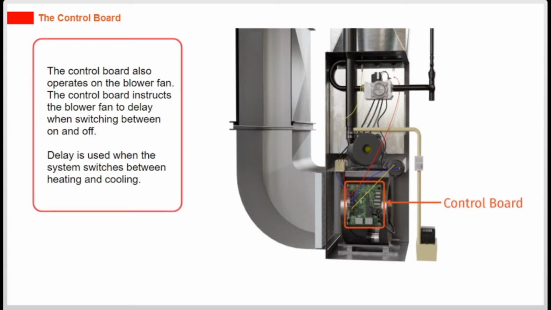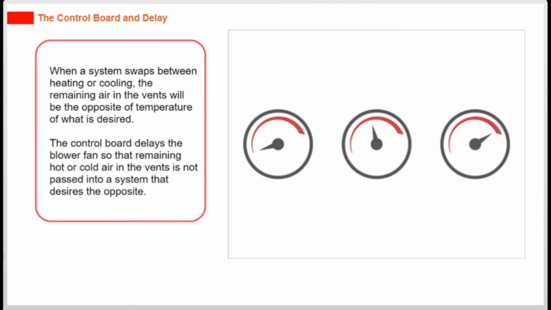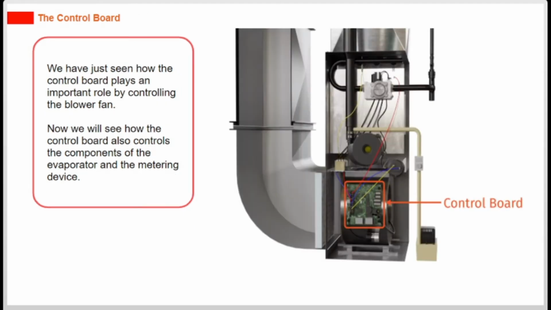The control board instructs the blower fan to delay when switching between on and off. Delay is used when the system switches between heating and cooling. When a system swaps between heating or cooling, the remaining air in the vents will be the opposite temperature of what is desired. The control board delays the blower fan so that remaining hot or cold air in the vents is not passed into a system that desires the opposite. We have just seen how the control board plays an important role by controlling the blower fan.